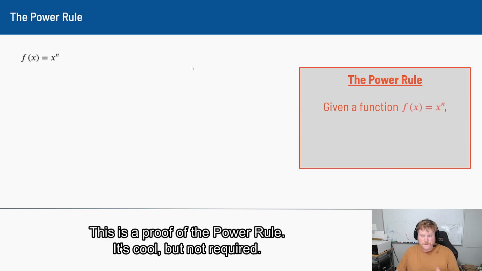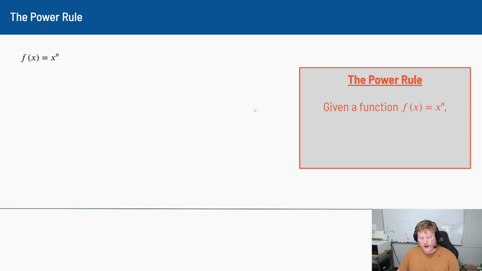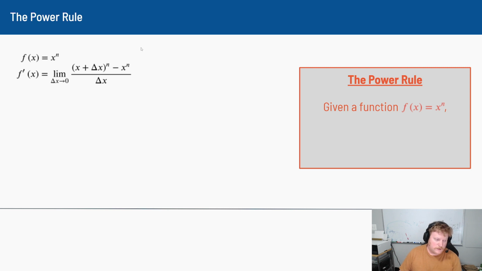The power rule. So I have the power rule over here on the right, and we're going to uncover the conclusion here. So given a function x raised to some power, what is the derivative? So we're going to apply the definition of derivative to this function, x raised to the power of n. And of course, n could be any rational value in this case.